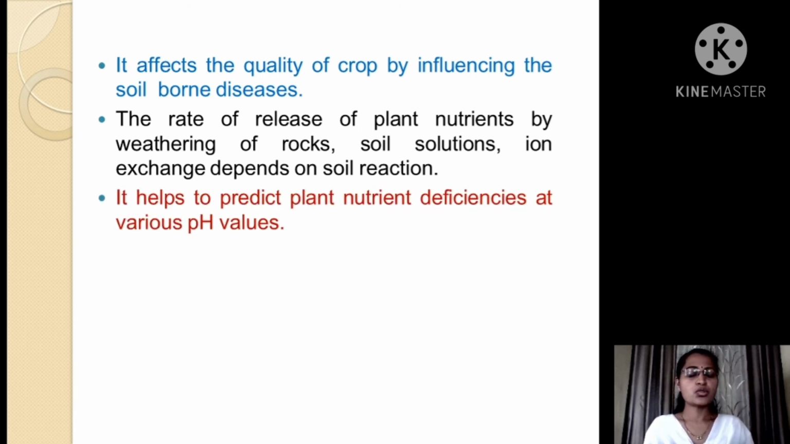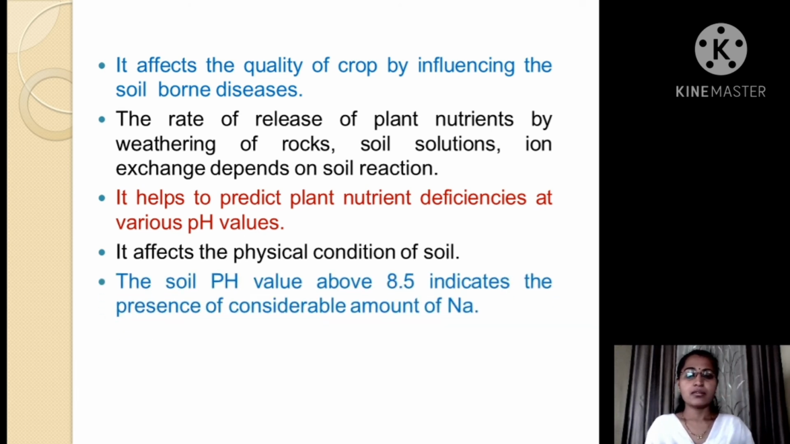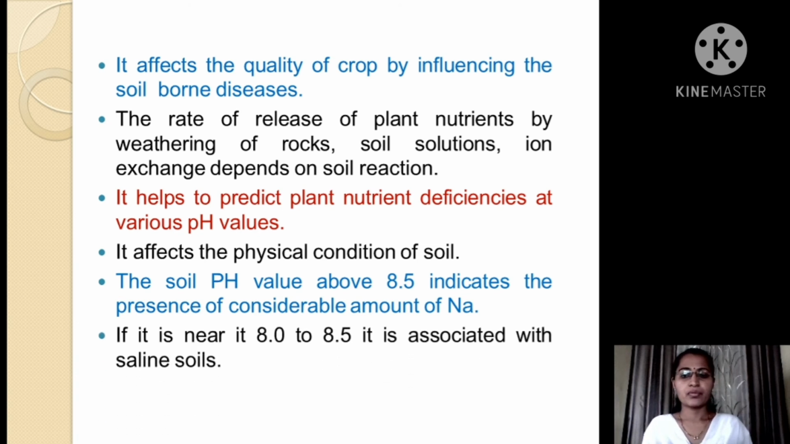Soil reaction also helps to predict plant nutrient deficiencies at various pH values. It affects the physical condition of soil. A soil pH value above 8.5 indicates the presence of a considerable amount of sodium. If it is near 8.3 to 8.5, it is associated with saline soils.